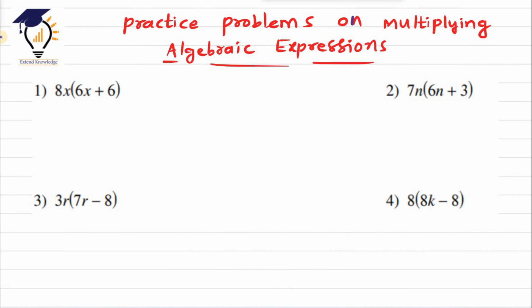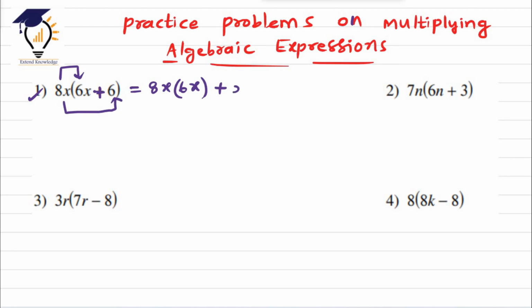Let's have some practice problems on multiplying algebraic expressions. The first one is 8x times (6x plus 6). So we have to apply the distributive property. 8x will be multiplied over 6x. So 8x times 6x, plus the symbol, whichever symbol is given in the bracket, we have to put it down here. If there is a symbol for 8x, that varies here.